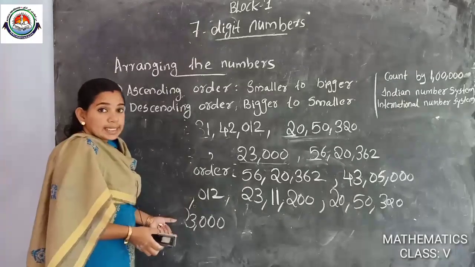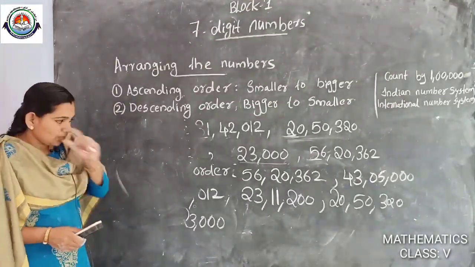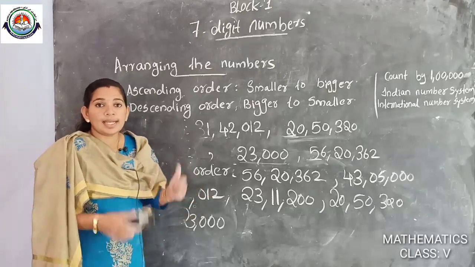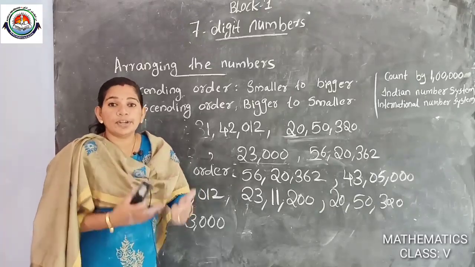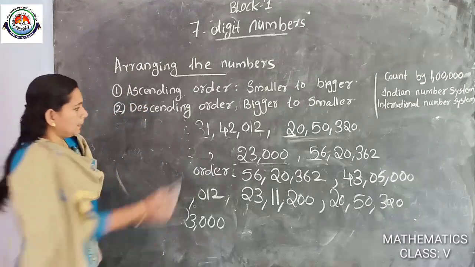From this example we know ascending and descending. From this problem we understand that ascending order is the reverse order of descending order. Okay, then we will do one more problem.